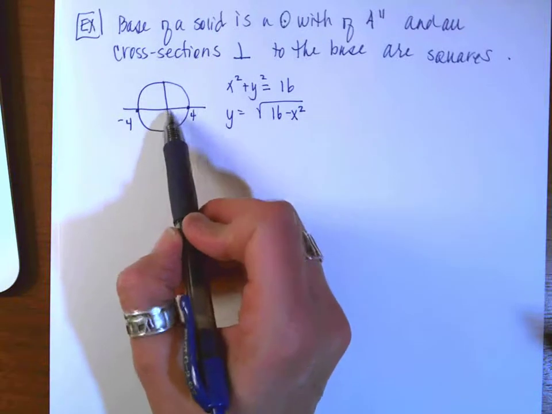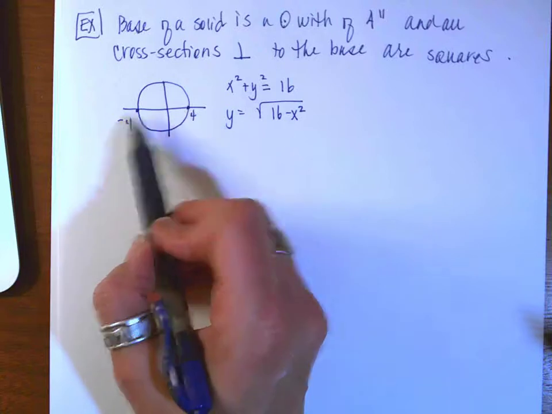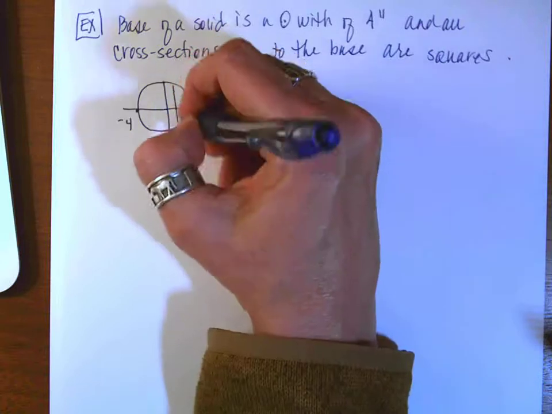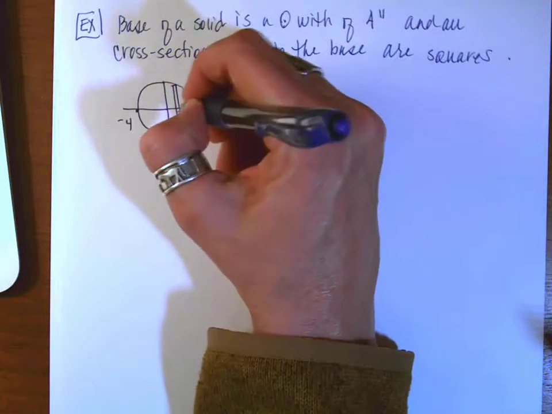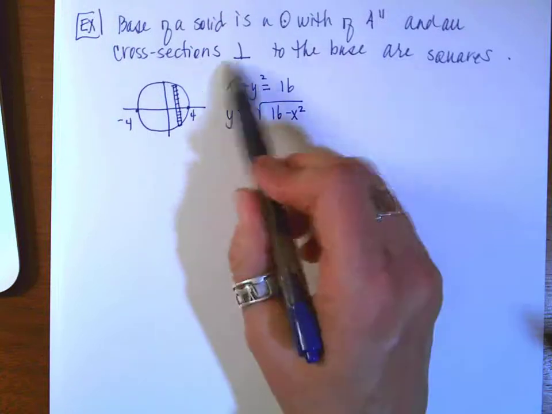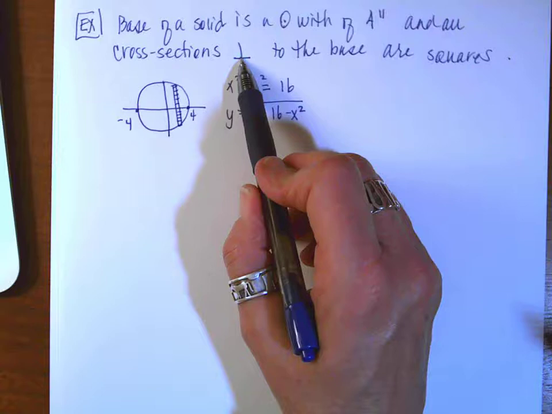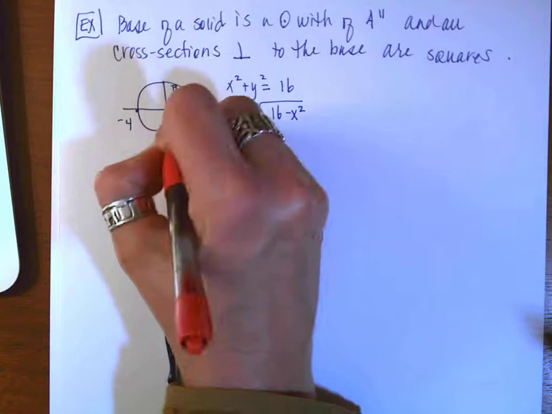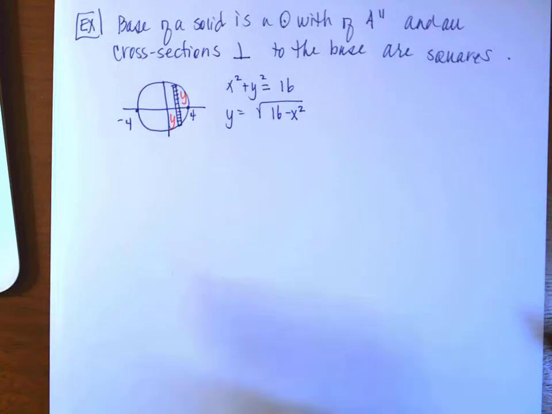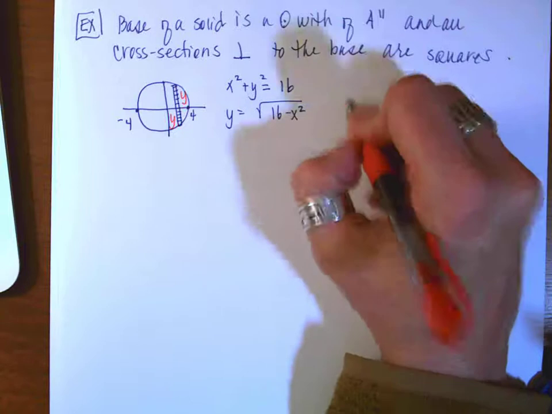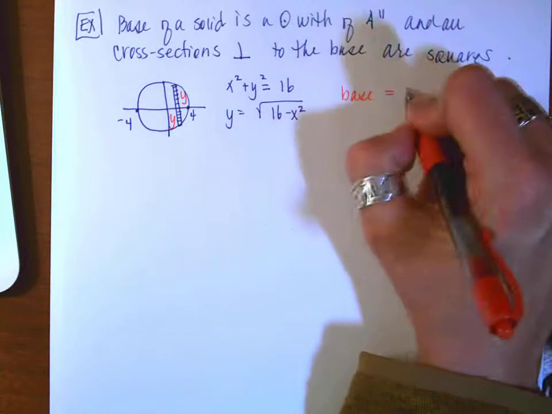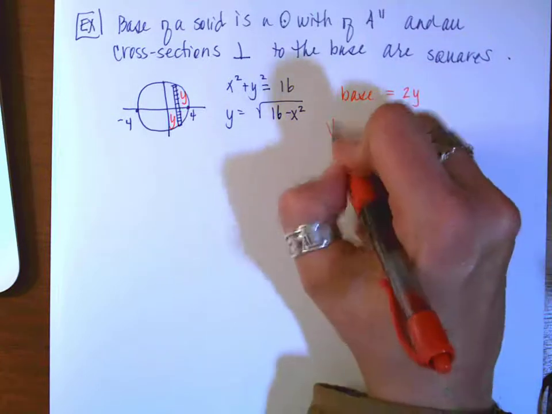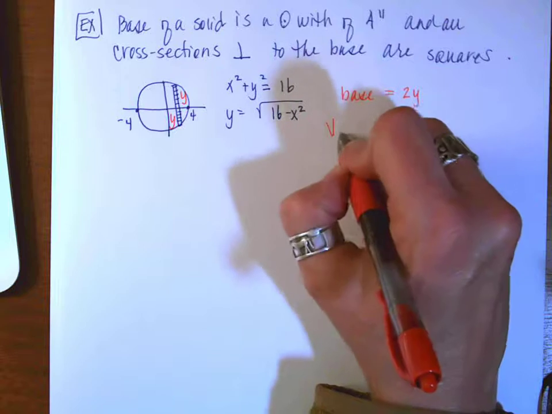Another thing to think about is I know that this image is symmetric, and I could technically integrate from 0 to 4 and double it, or I could integrate from a negative 4 to a positive 4, okay? So the next thing that I want to think about is the base of our cross sections, and it says that they are squares. Well, if you think about this, let me use a different color. This distance is y, and this distance is y, right? And so that means that the base of the square is going to be 2y, alrighty?